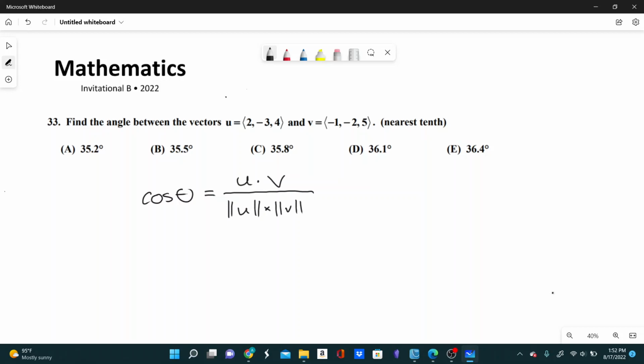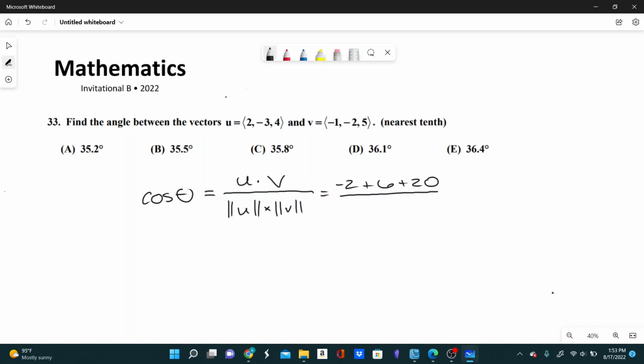So let's dissect what each of these things mean. The dot product is more complicated than what I'm going to tell you, but for the sake of this problem, this is really all you have to know. You take the terms that are similar: the two x coordinates, the two y coordinates, and the two z coordinates. You multiply them together, and in the end, you add all of them. For our x coordinates, it's 2 and -1, so that's -2. Then -3 and -2, that's +6. And then 4 and 5, that's 20. Adding all of those together gives the dot product.